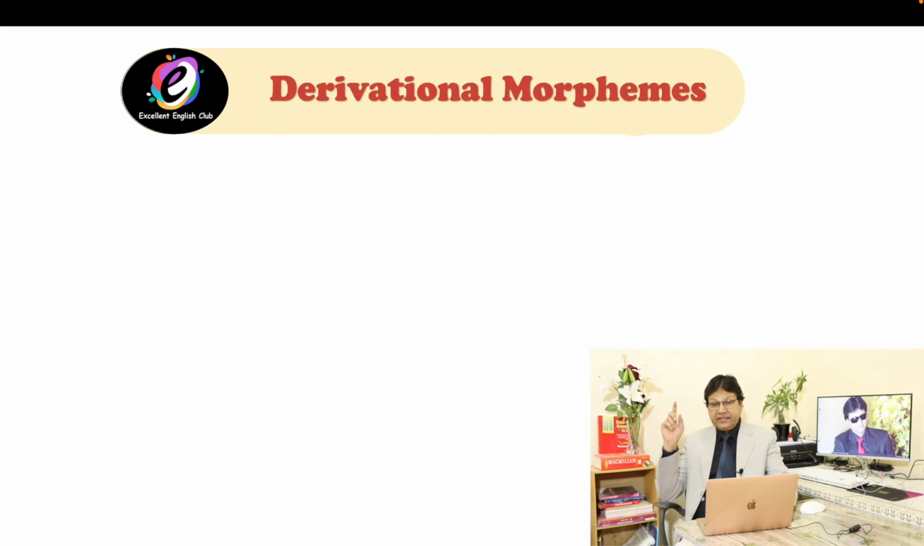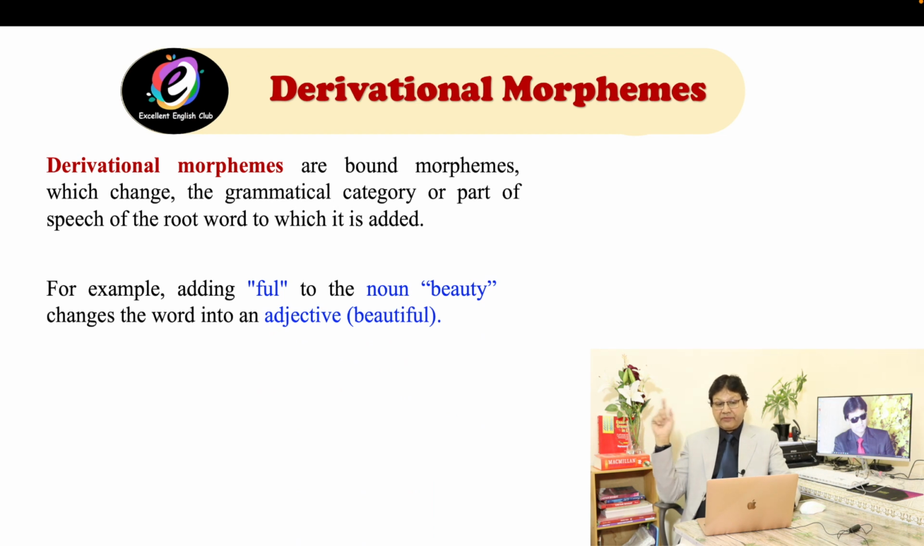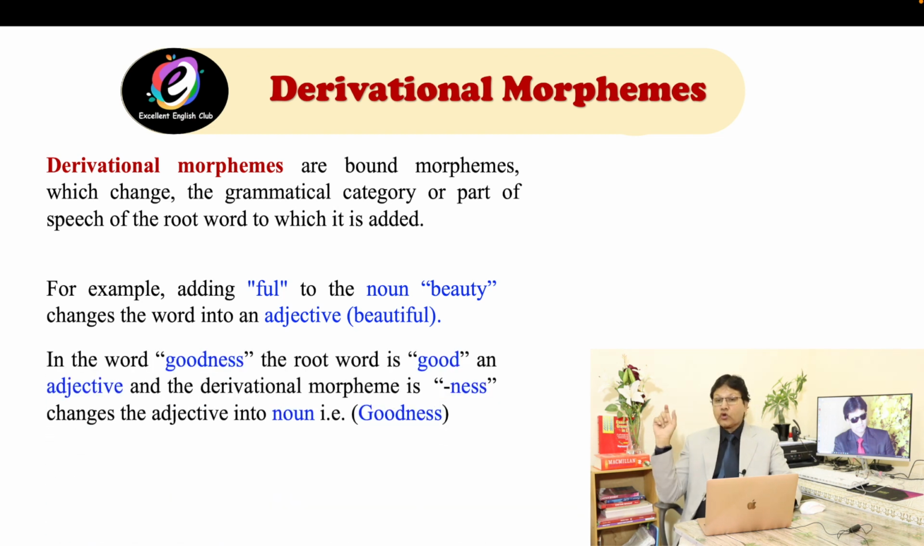Now move to the derivational morpheme and inflectional morpheme in detail. Derivational morphemes are bound morphemes which change the grammatical category or the part of speech of the root word to which they are attached. For example, adding ful to the noun beauty, it becomes beautiful. It was a noun and when we added ful, it became beautiful, an adjective. So this changes the grammatical category from noun to adjective.